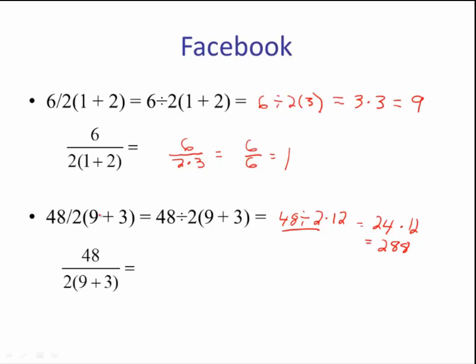Now again, this expression is not the same as this one, so we're going to get different results. This one, we would have to add the parentheses first, so we get 9 plus 3, which is 12. Now we have to multiply before we divide. So 2 times 12 is 24. 48 divided by 24 is 2. So we get different answers just by having the division line in a different area.